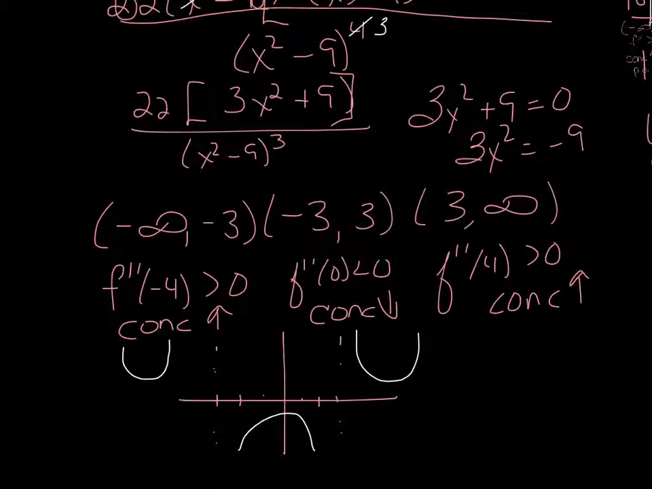There are no points of inflection because there was no critical number. Well, we don't really call them critical numbers for the second derivative. It's possible points of inflection. But you find it the same way you find critical numbers.